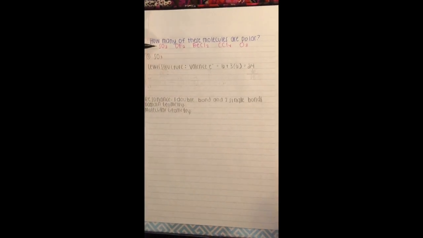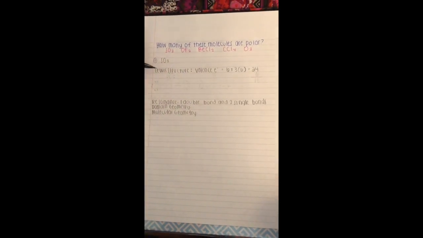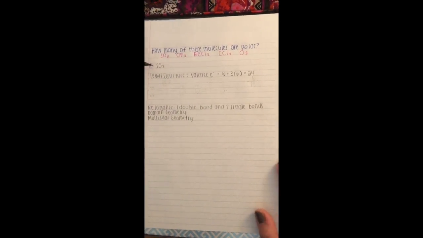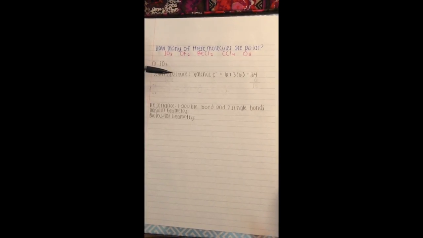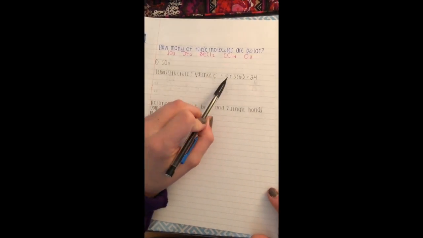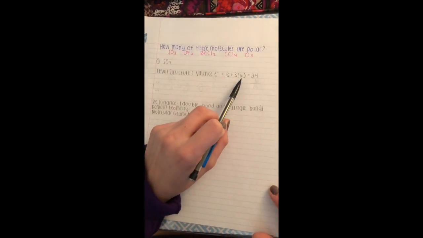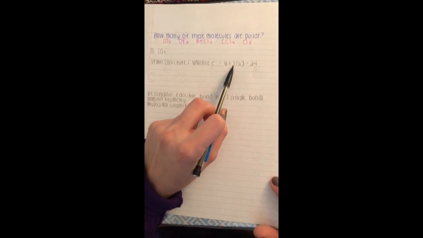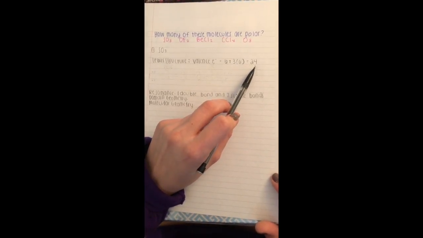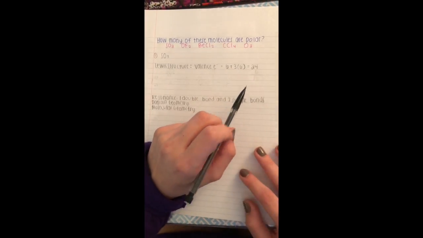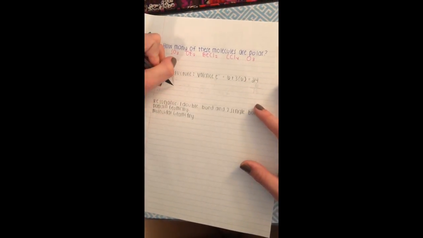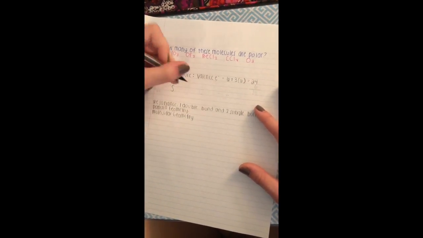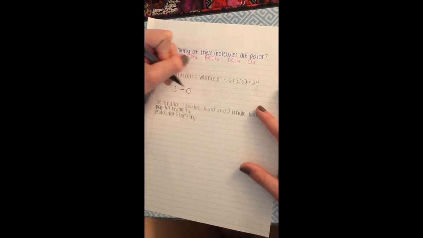For the first molecule, SO3, in order to draw the Lewis structure, we need to figure out the valence electrons that we have. S has 6, O has 6, and there's 3 O's, so we need to times 3 by 6. So 6 plus 3 times 6 is 24 valence electrons that we will have for this Lewis structure. So now we're going to start building our Lewis structure. An S with 3 O's attached.